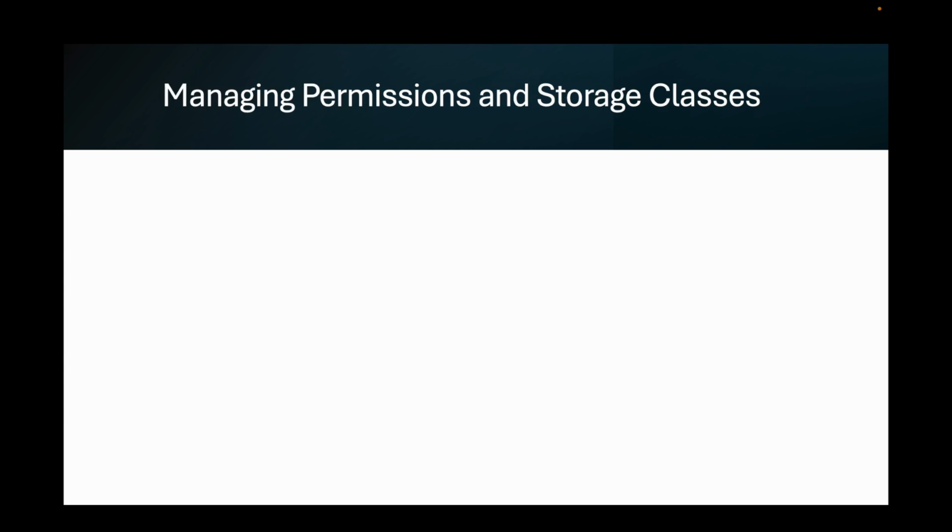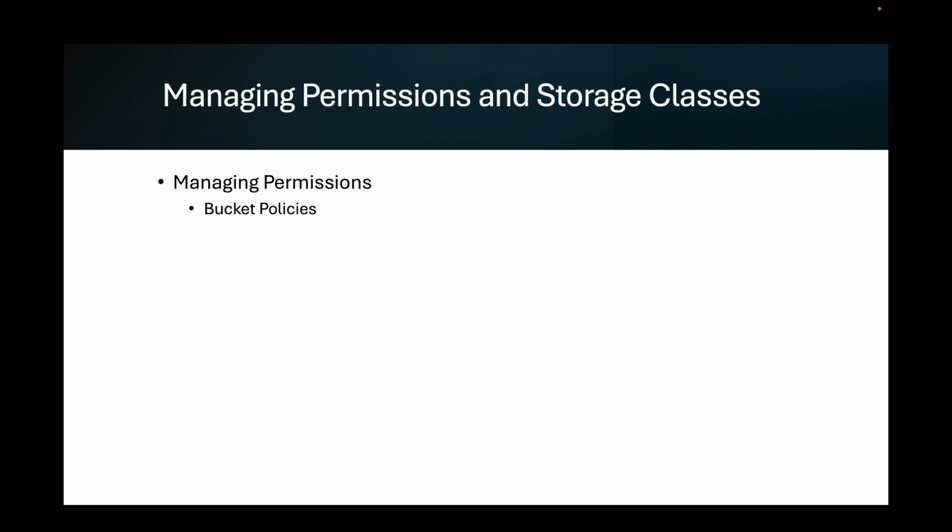Next, let's look at managing permissions and storage classes. Now, S3 offers a flexible permission model allowing you to control who can access your data and how they can interact with it. Permissions can be applied at both the bucket and the object level. Let's look at some bucket policies.